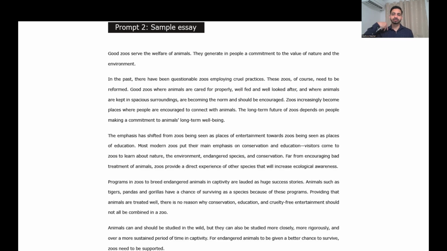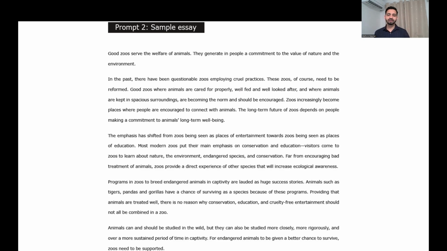And then lastly, in your conclusion, it talks about how animals can and should be studied in the wild. It's paraphrasing and summing up information. But in the wild, that's the other argument, right? But they can also be studied more closely, more rigorously, and over a more sustained period of time in captivity, because you will have more time to study them. That is the opinion, again, in favor of the zoos, right?